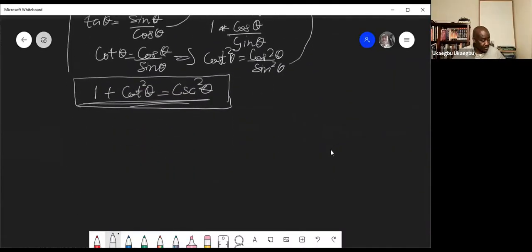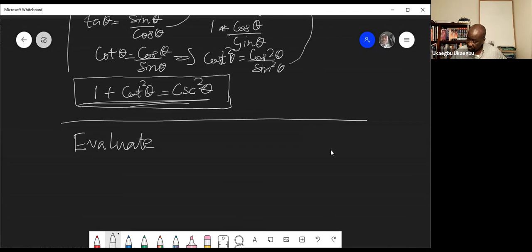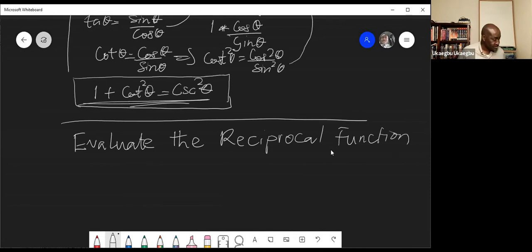Okay, so first of all, let's try to solve basic problems regarding this, and then we'll solve word problems. Let's start with a basic problem. Evaluate the reciprocal functions. If you take a look at the reference page, you will see where it says reciprocal identity. It's the same thing with the reciprocal functions.